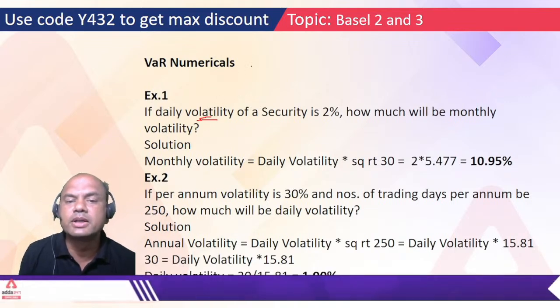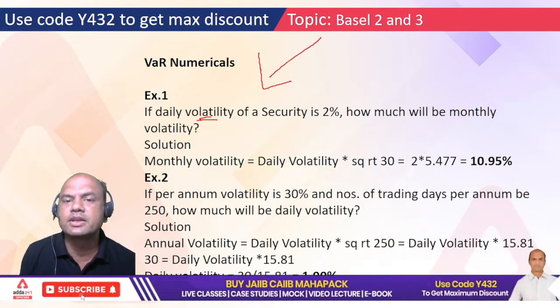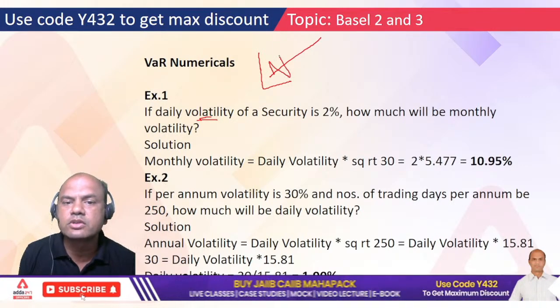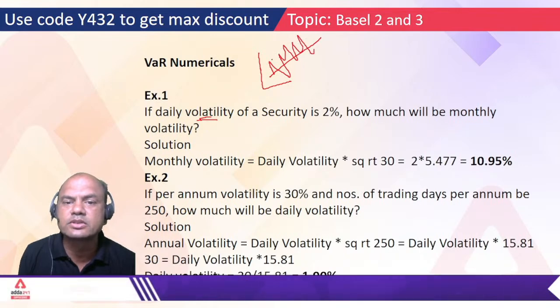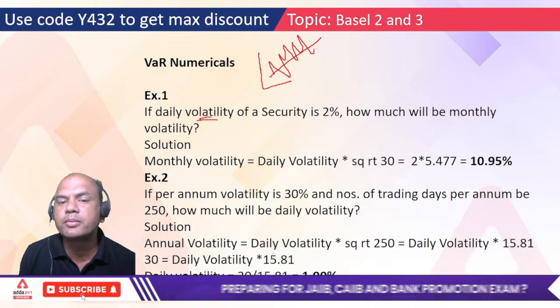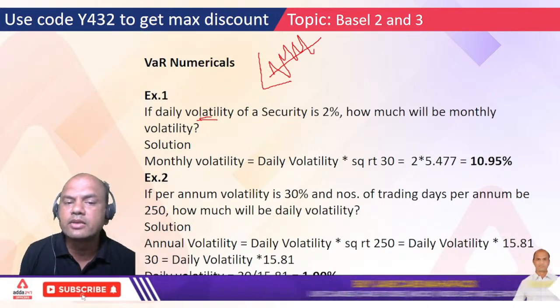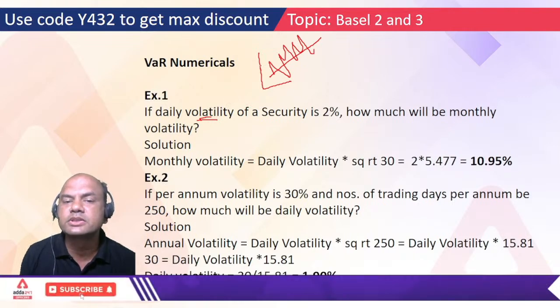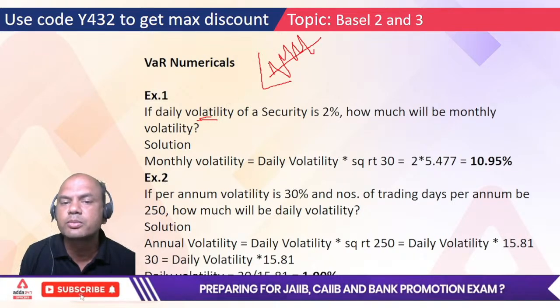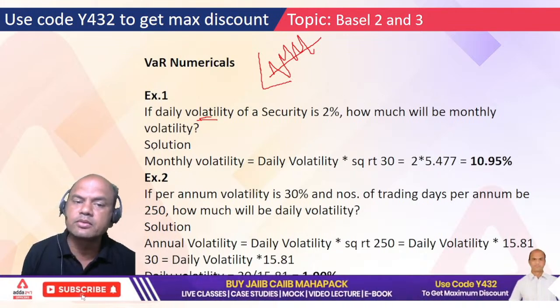Volatility means the movements. Suppose I consider this stock graph. This is the average. Now if the stock is moving like this, this is known as volatility. How much it deviates from its mean, that is known as the volatility. So the daily volatility of the stock is 2%, so daily it is fluctuating 2% here or 2% there. How much will be the monthly volatility?